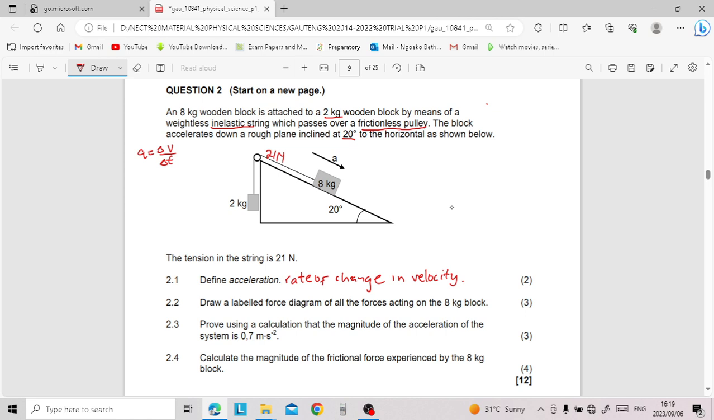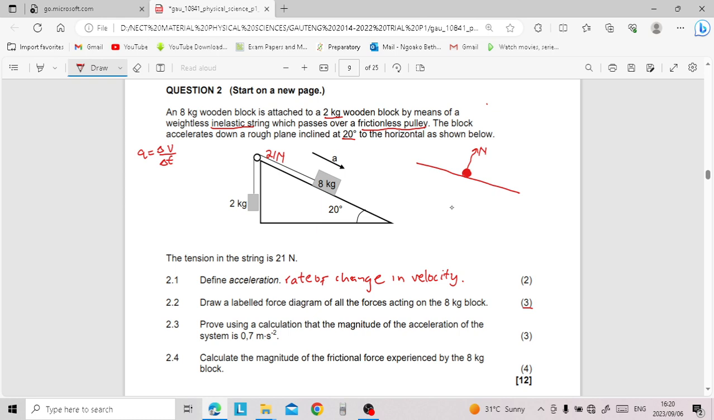Draw a labelled free body diagram of all forces acting on the 8 kilogram block. So you draw the sloping surface like this. Then we have our object as this dot. All the forces that are acting. How many marks? That's about 3. So we have 3 forces acting. First, the normal force. Normal force is the force exerted by the surface and acts perpendicular to the surface. So this must be perpendicular to the surface.